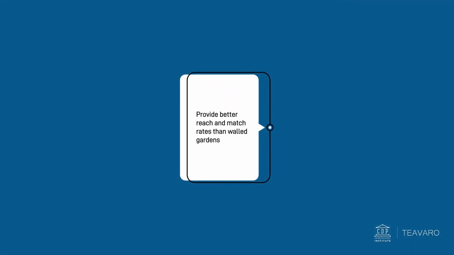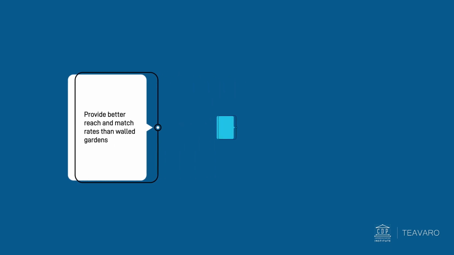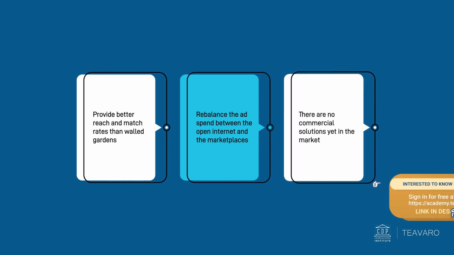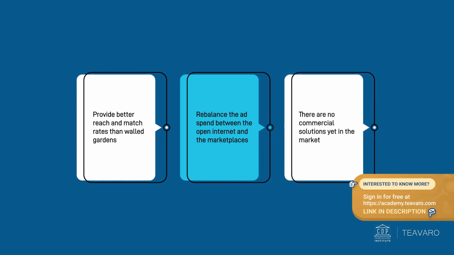Overall, the approach looks very promising, and on a country-by-country basis, could even provide better reach and match rates than walled gardens. This would potentially rebalance the ad spend between the open internet and the marketplaces. However, as there are no commercial solutions yet in the market, the jury is still out on whether this approach will be a game changer in the identity resolution space or never gets off the ground.